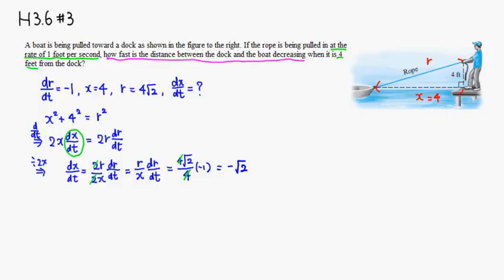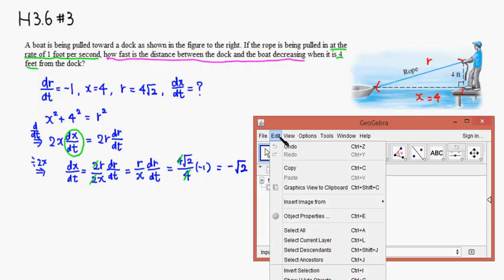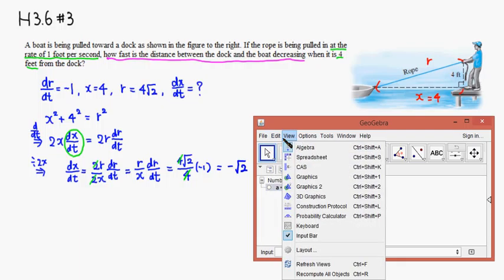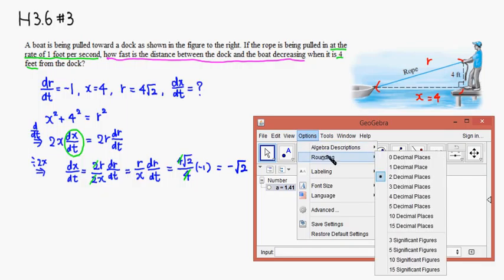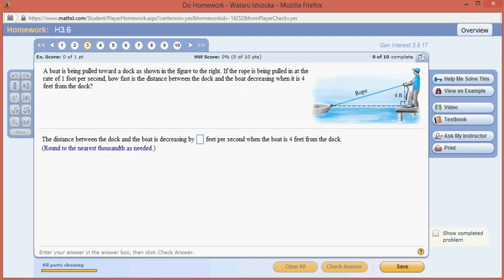Let's see if you remember the square root of 2. I'm going to find the square root of 2 on GeoGebra. We need about 3 decimal places, so I'll set the rounding to 3 decimal places. So it's 1.414. Let's type that in. The distance between the dock and the boat is decreasing by 1.414 feet per second when the boat is 4 feet from the dock.